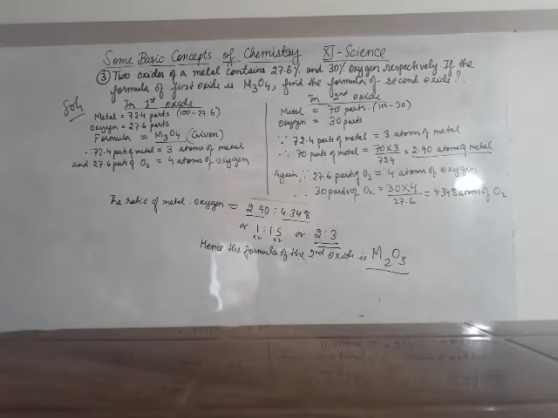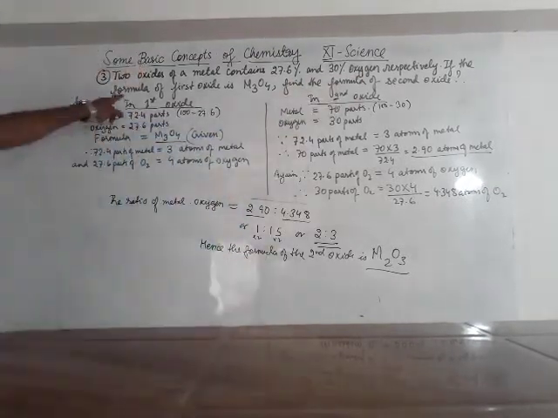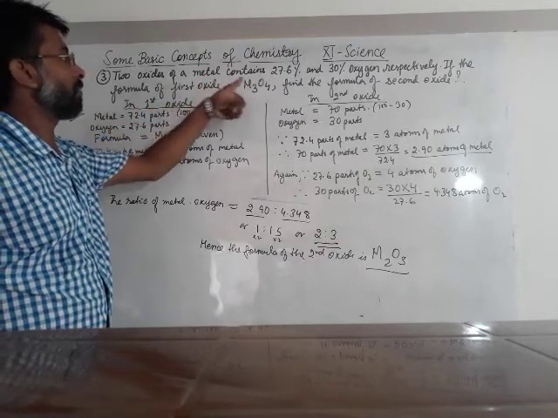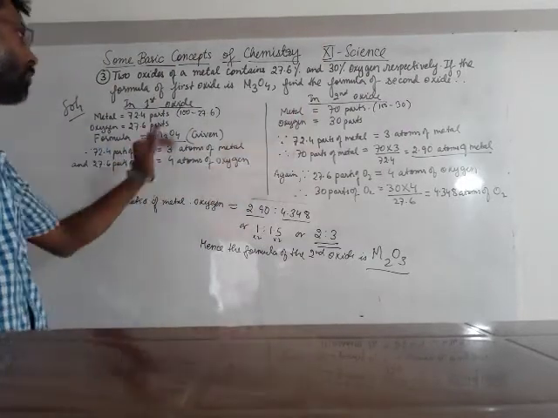So we have done this. Therefore the formula of the second oxide is M2O3. I hope you have copied the solution. Okay. Now this is a problem which is based on law of multiple proportions. Look at the solution very carefully. There are two oxides of a metal containing 27.6% and 30% oxygen respectively. If the formula of the first oxide is given as M3O4, using the law of multiple proportion, find the formula of the second oxide. So what I have done is divided into two parts, two columns over here.